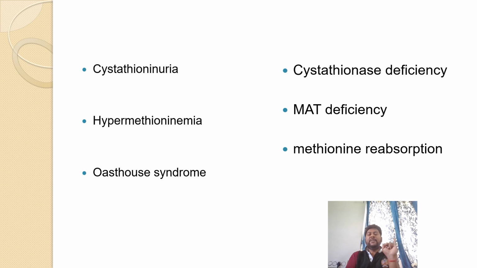Next, cystinuria is due to the defective renal transporter which helps in the reabsorption of amino acids like cystine, ornithine, arginine and lysine. Next, cystinosis is due to the defective protein cystinosin. Then cystathioninuria is due to the enzyme deficiency of cystathionase, hypermethioninemia is due to methionine adenosyl transferase deficiency, and Hart-Hupp syndrome is due to the defective transport of methionine in the intestine and in the kidney.